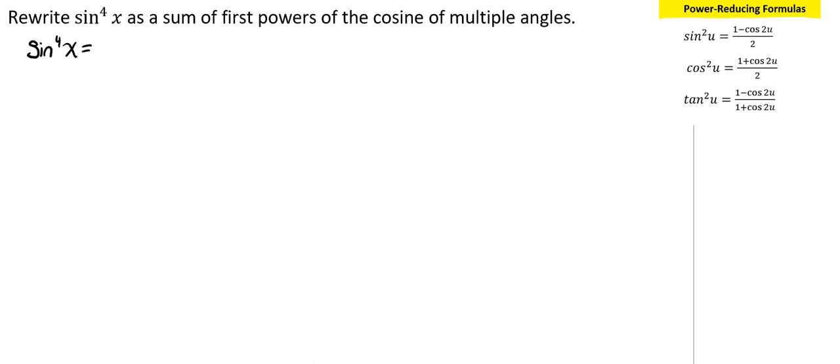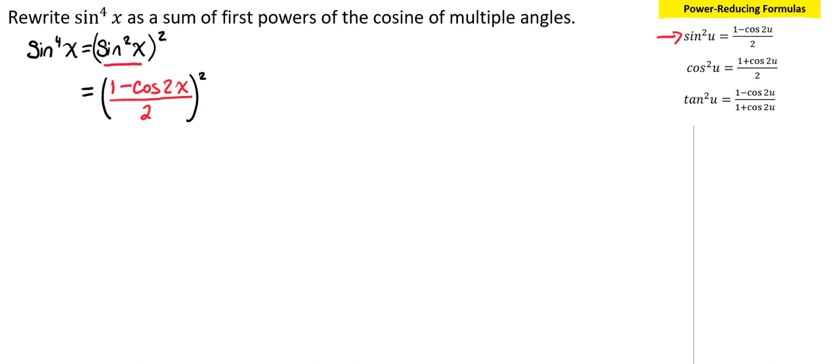We're going to start by saying that the sine to the fourth power of x is actually the sine squared of x squared. And we can do that because sine squared times sine squared is sine to the fourth. So now we want to break this down a little bit more. And we see that we've got the sine squared of x, which is one of our power reducing formulas right here. And so we can go ahead and rewrite that, which gives us the quantity 1 minus the cosine of 2x all divided by 2 squared.